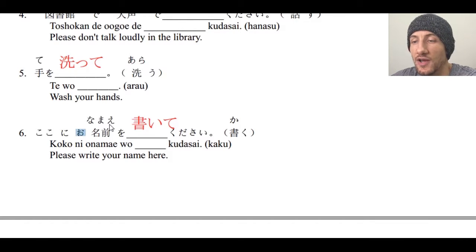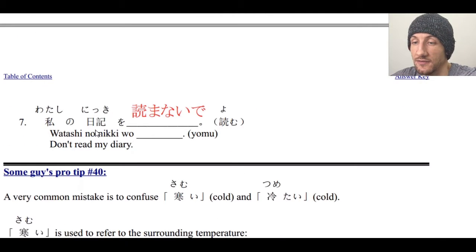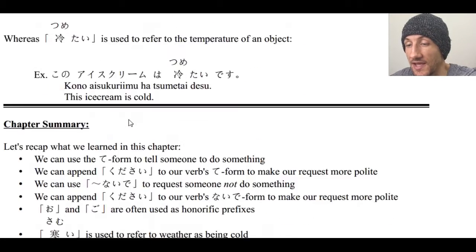There are a lot of words that I kind of skipped over because I didn't want to take too much time explaining it. But in Japanese, there are a lot of words that you use o or go to make them more polite, and namae is one of them. You can look at the list, maybe if you pause the video quick enough to see some other examples. But the last one, number 7, don't read my diary. 私の日記を読まないで。And that's going to do it.